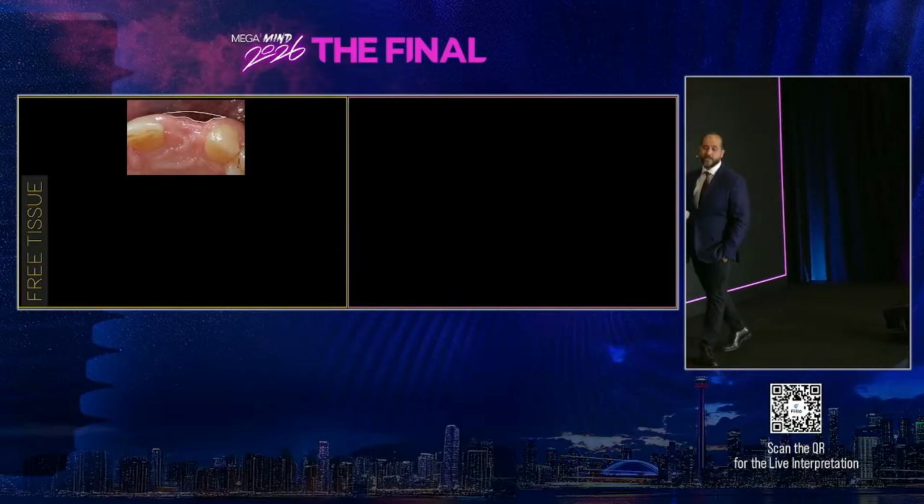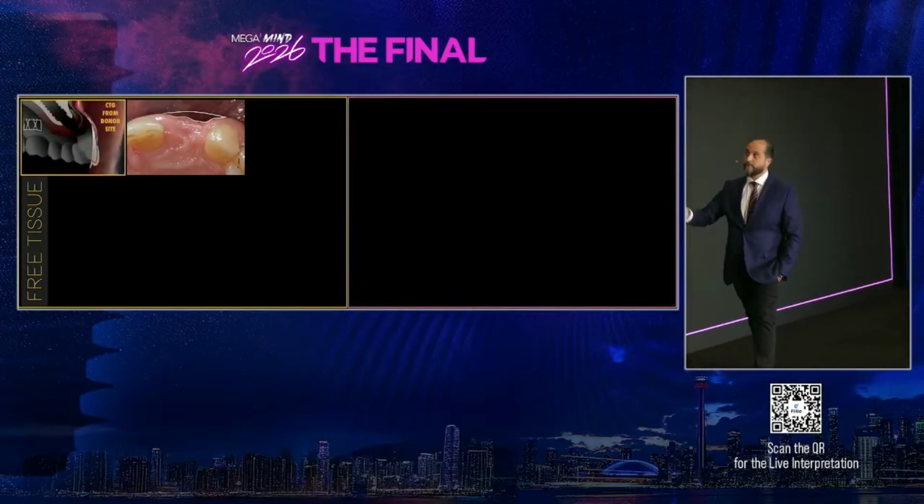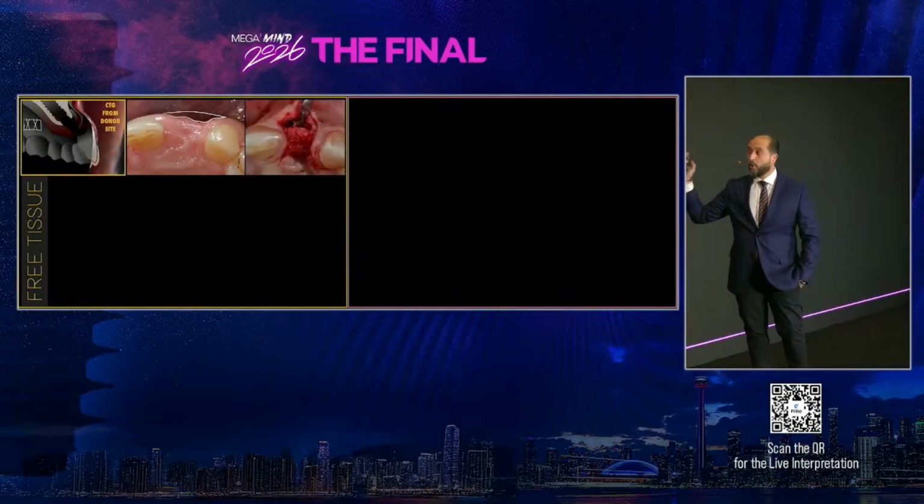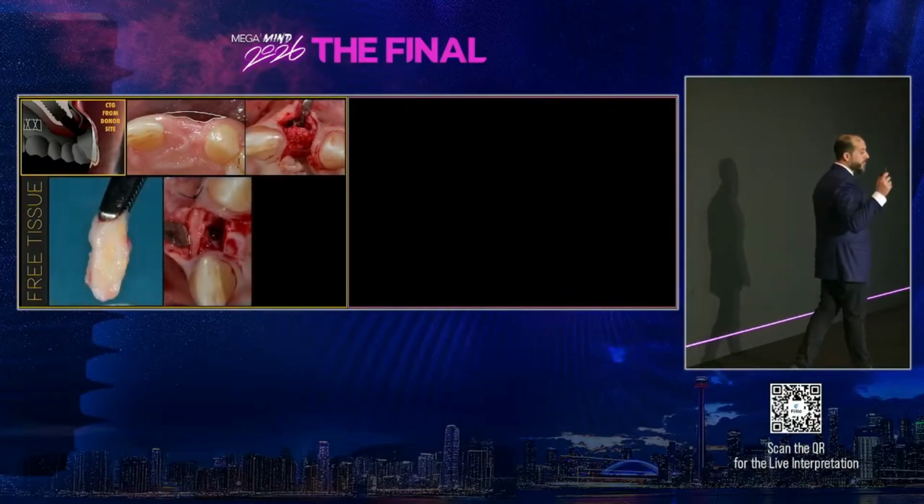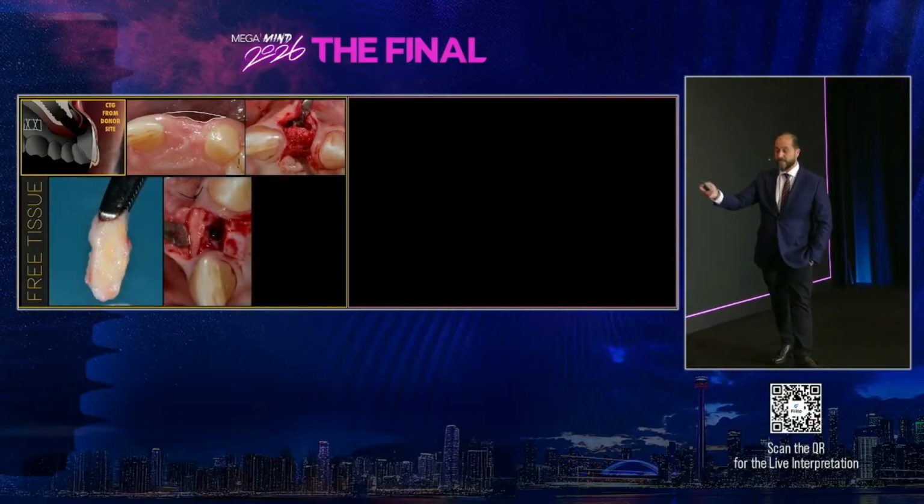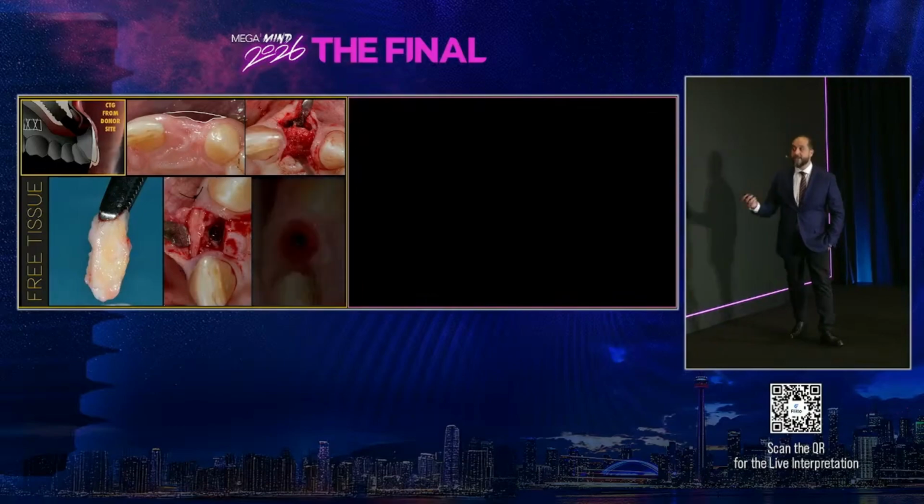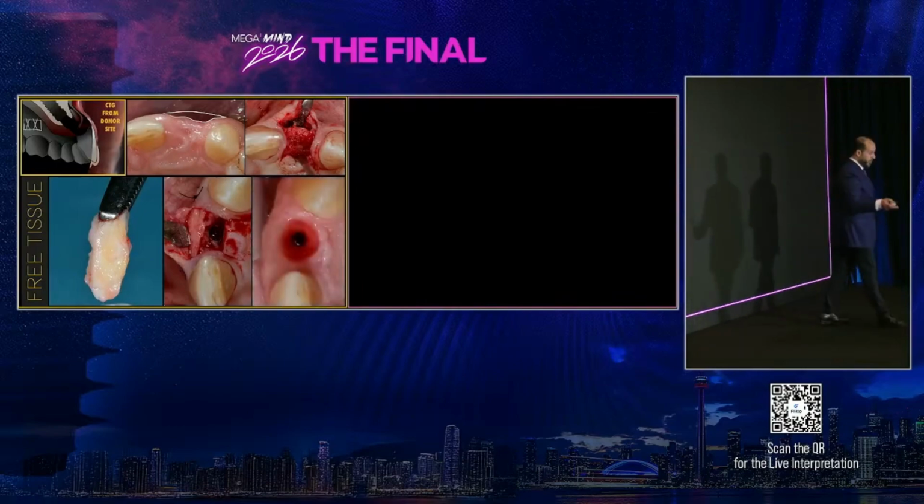It is a CTG from a donor site, where basically I can harvest the CTG, open the flap, place my implant, and augment on the labial side with the soft tissue grafting, position the graft, ending up with a good contour compensation.